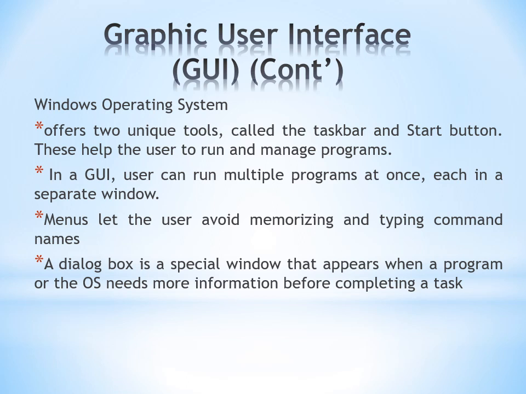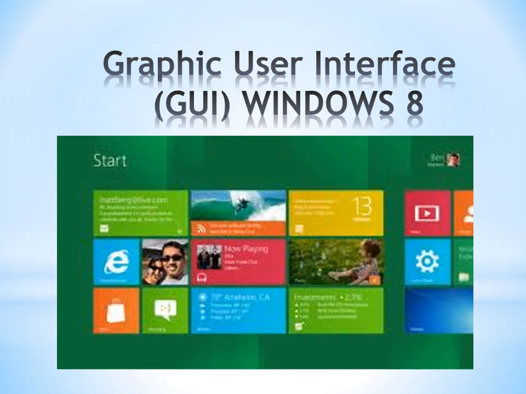In the graphic user interface, the user can run multiple programs, each in separate windows. Okay, the menus let the user avoid memorizing and typing command names. So we have a list of menus, and then we select from the menus rather than typing the command. The dialog box is a special window which appears when the program or the operating system needs more information before completing a task. Okay, this is an example of the graphic user interface of Windows 98.